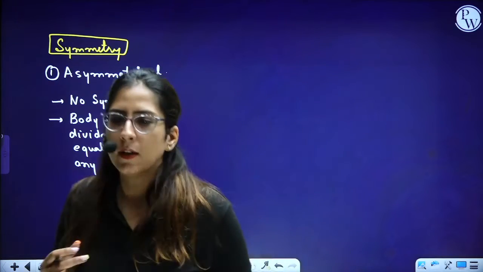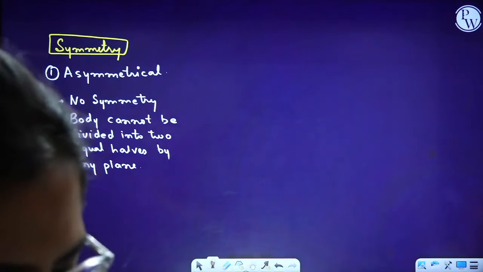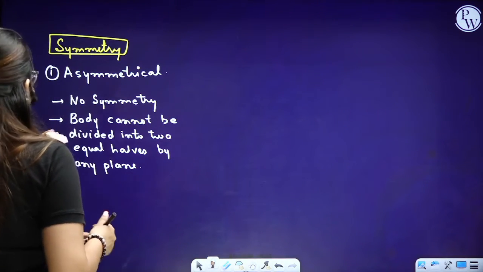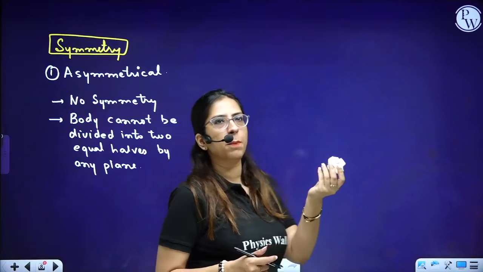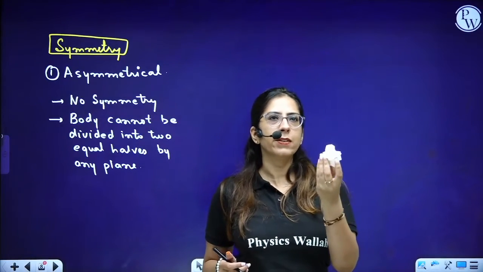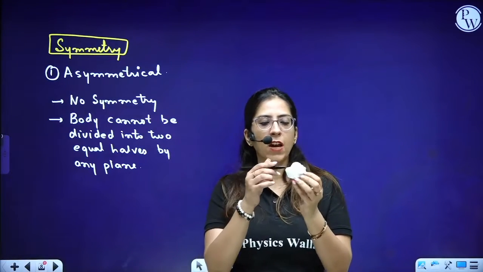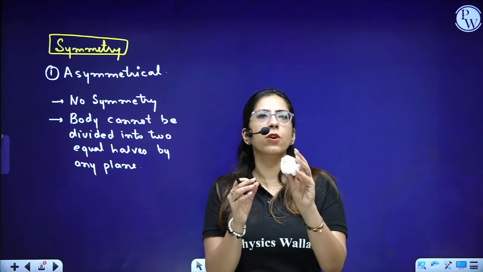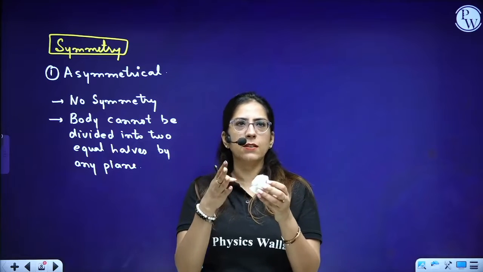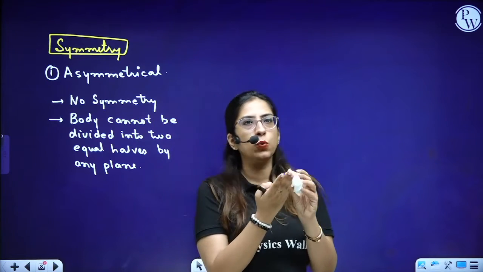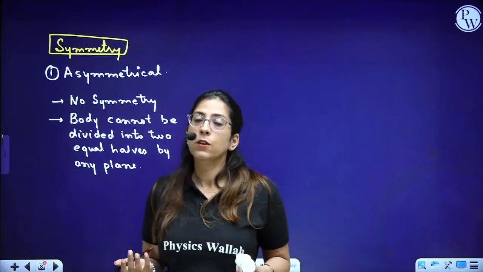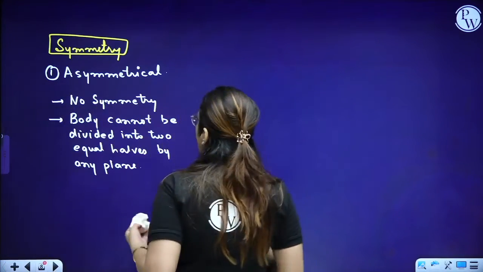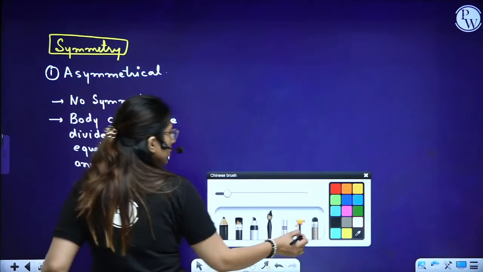Just wait, I'll show you something. Now guys, can you see this tissue roll, this paper roll, right? It doesn't have any symmetry. Somewhere we have depressions, somewhere some ridges, everything. It is not symmetrical. If I take a scissor and any plane, and try to cut this into two equal halves, I will not be able to do that. So this is asymmetry.